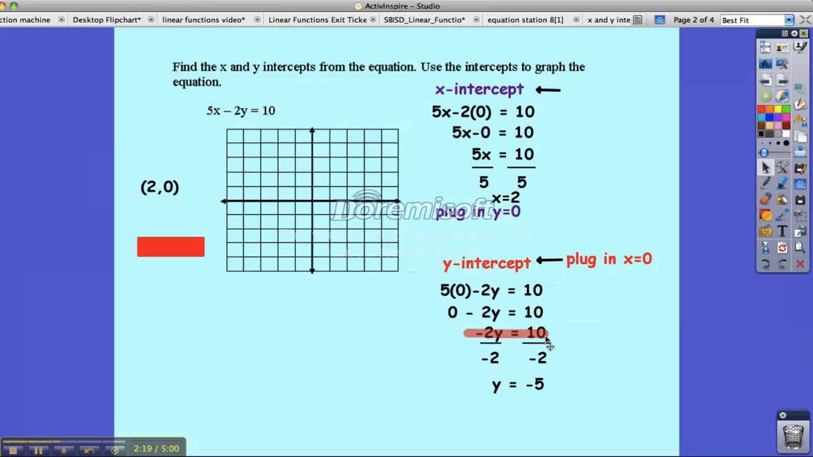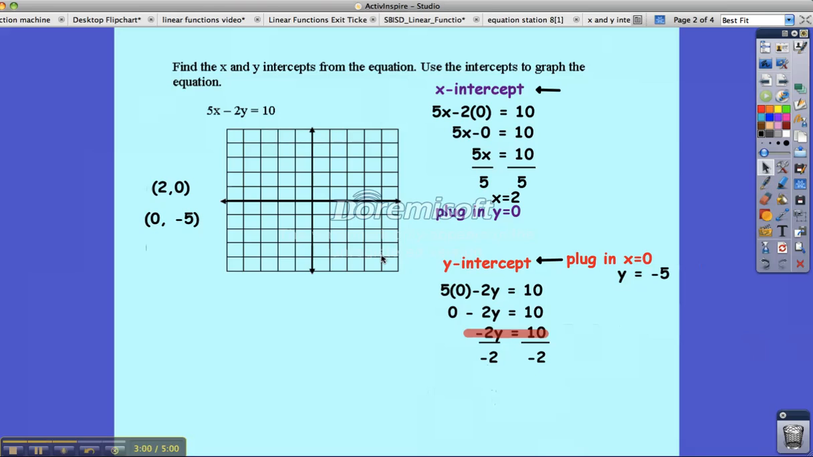Well, negative 2y equals 10, so to isolate y, I'm going to divide by negative 2 on both sides of the equation. That means that negative 2 divided by negative 2 is positive 1y. 10 divided by negative 2 is negative 5. So when I plugged in x equals 0, I got out y equals negative 5. So to write my ordered pair, I'm going to have x equals 0, y equals negative 5. So this is my x-intercept here and my y-intercept here. My x-intercept is x is 2 when y is 0. My y-intercept is when x is 0, y is negative 5.